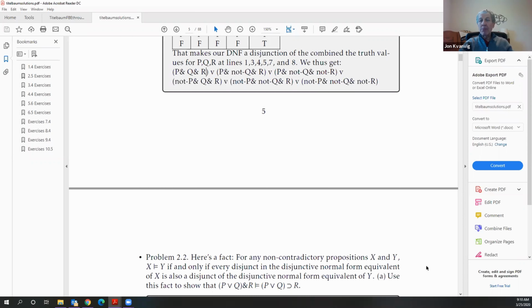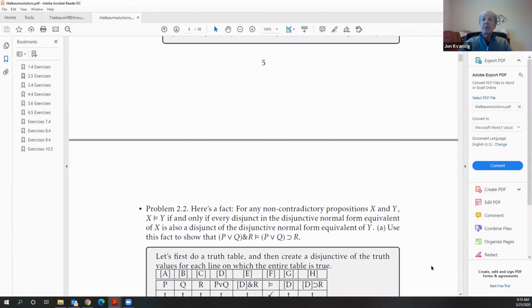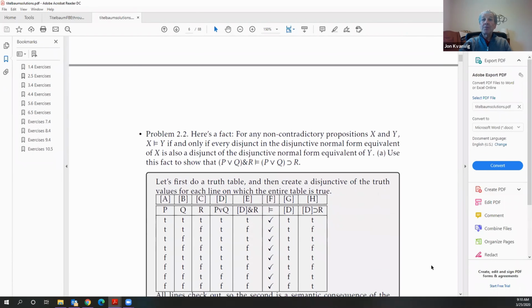Now, I hope you can look at that problem and see that it has to be true, because this is a stronger claim than this. This premise says that both the antecedent and the consequent of our conclusion is true. The conclusion only says that either the antecedent is false or the consequent is true. So the entailment holds, but let's try to use the fact about disjunctive normal form equivalence to demonstrate it. So first, let's do a truth table.